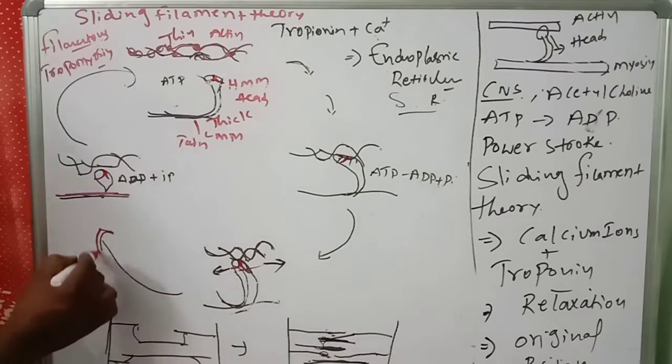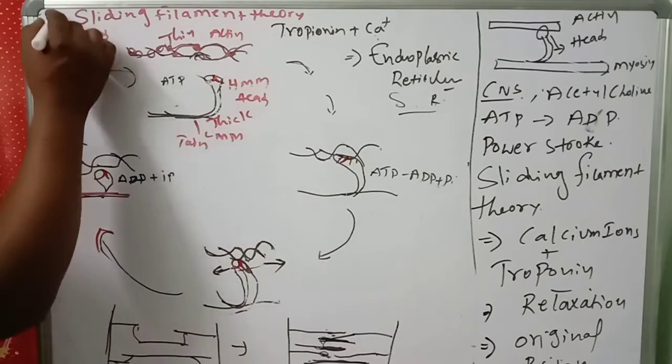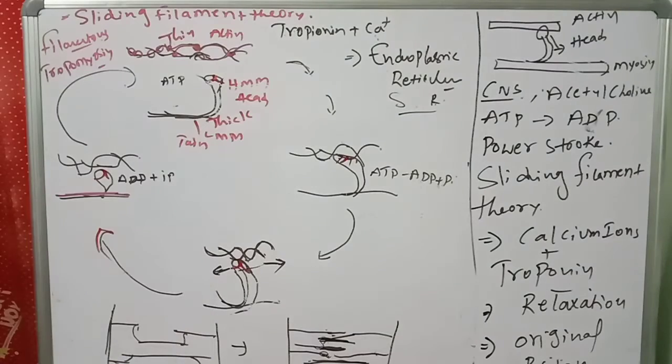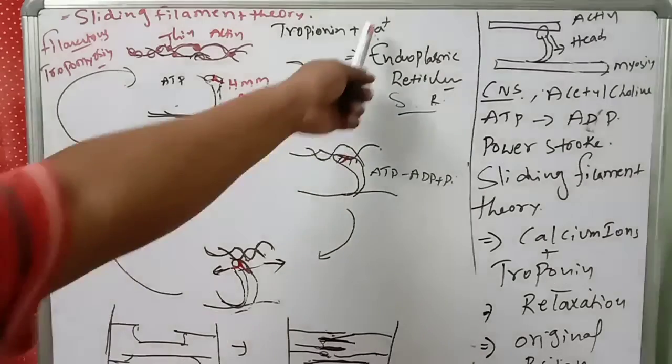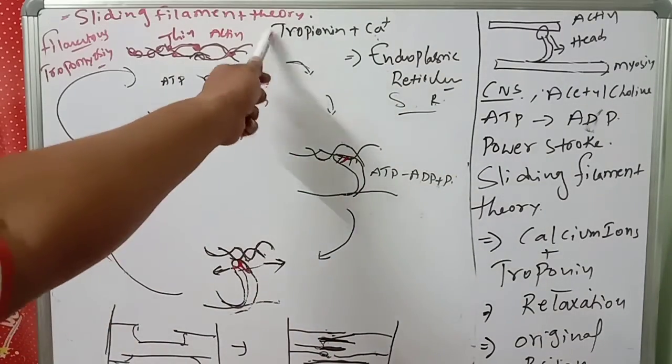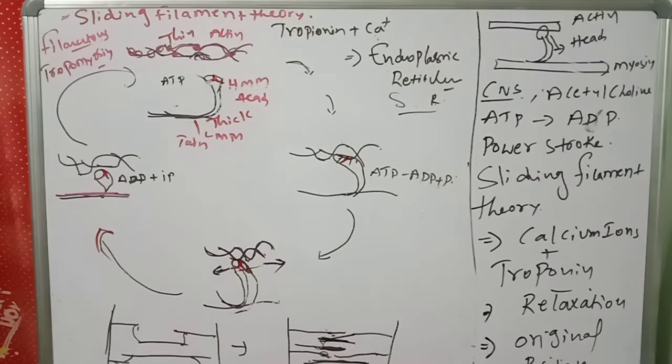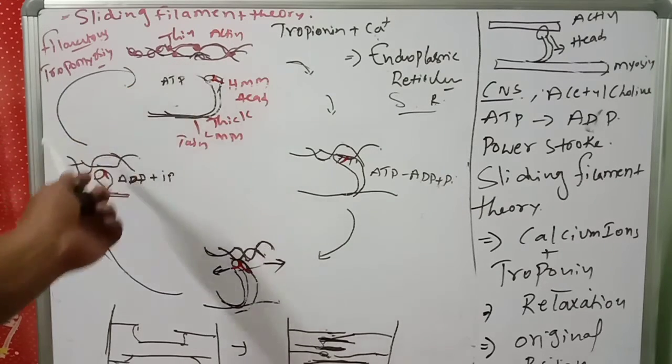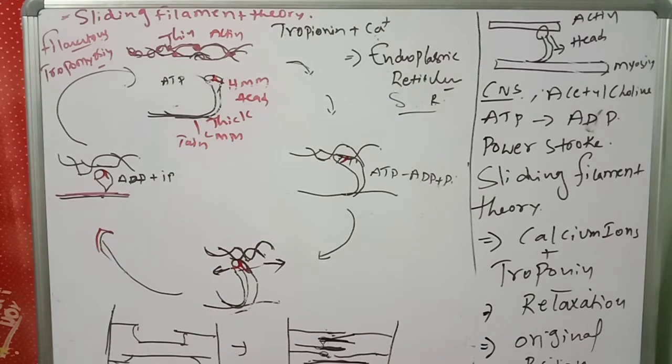So what is this theory called? Sliding filament theory. See now, when the calcium ions are released, they bind to the troponin. At relaxation time, troponin goes and binds again to the active sites. So when the impulse is there, only then troponin releases and binds to calcium. Then the active sites will open to bind the myosin head. So like this, the sliding filament theory works.